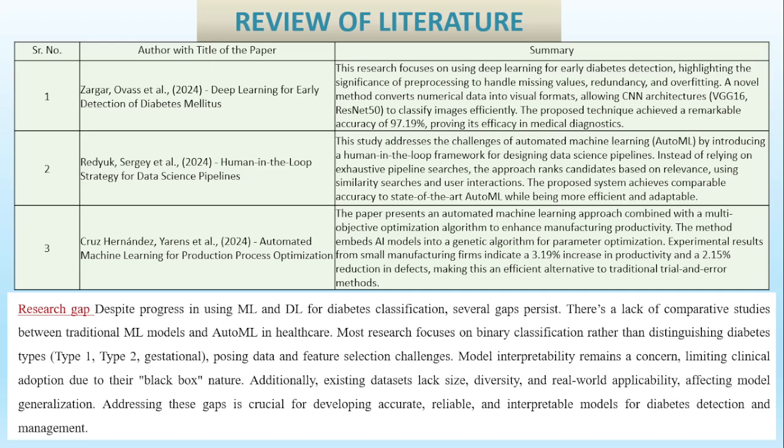Despite progress in using machine learning and deep learning for diabetes classification, several gaps persist. There is a lack of comparative study between traditional machine learning models and automated machine learning models in healthcare. Most researchers focus on binary classification rather than distinguishing diabetes type 1, type 2 and gestational, posing data and feature selection challenges. Model interpretability remains a concern, limiting clinical adoption due to their black box nature.